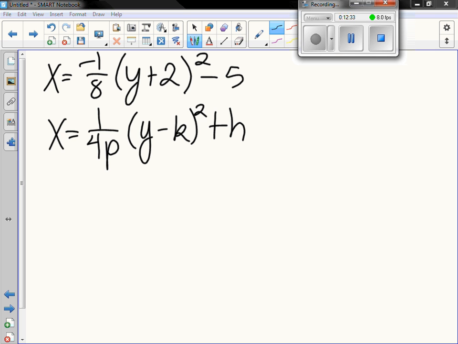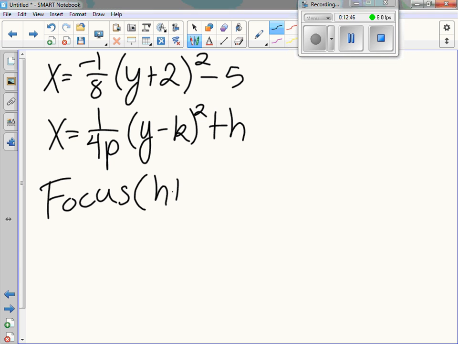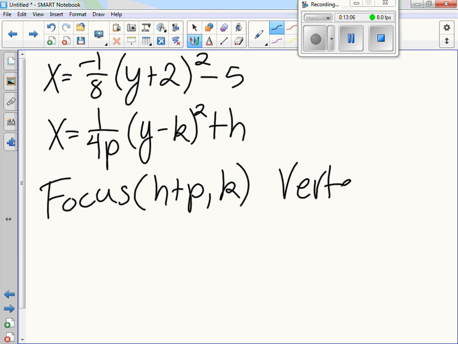So what variables do we have in the general equation? We still have h, k, and p, because those didn't change. But our focus that we're comparing this to is what now? It's h plus p, comma, k. That's a little bit different than the last one. Because when we have y equals, it's what? h, comma, k plus p. Here we have h plus p, comma, k. Now our vertex doesn't really change. It's still h, comma, k.